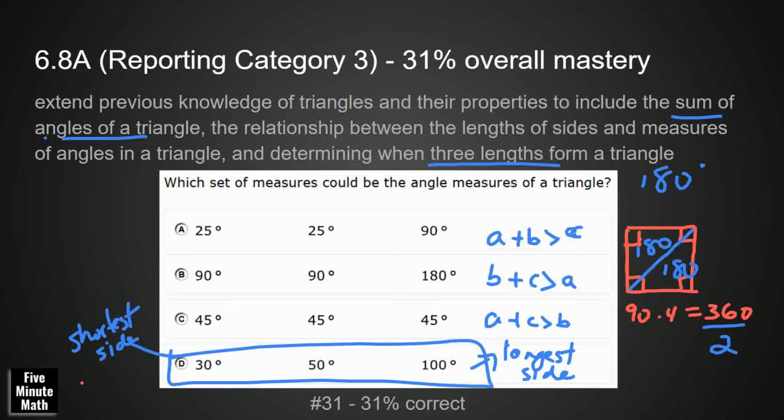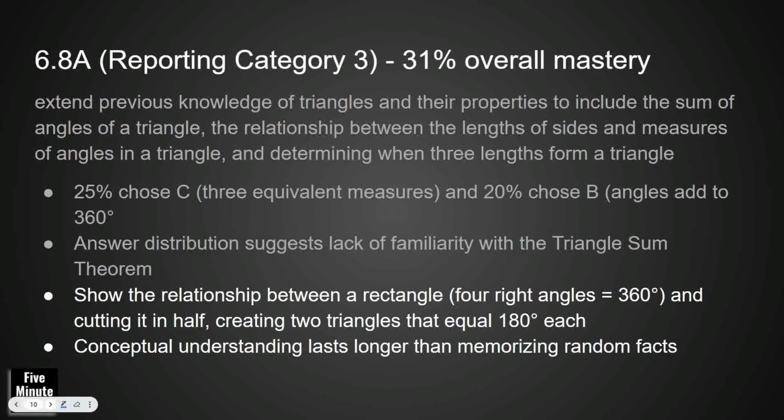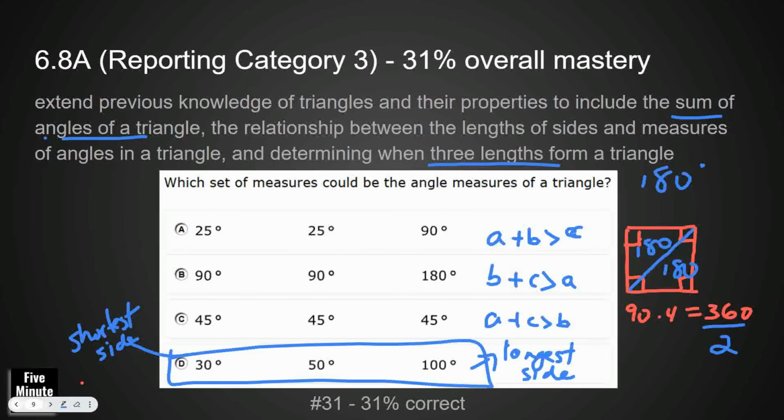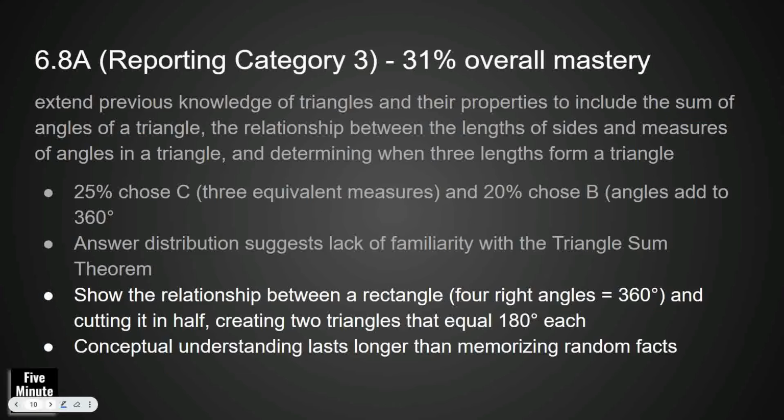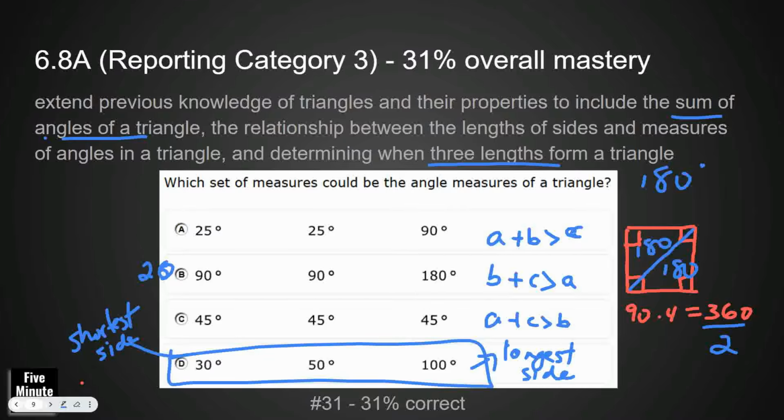And our students got probably one of the easiest ones, just 180 degrees in a triangle. And we struggle with that. Only 31% of our students got that correct. 25 chose C, 20 chose B. So 25% chose C. There we go. I knew I got that wrong. And then 20% chose B.